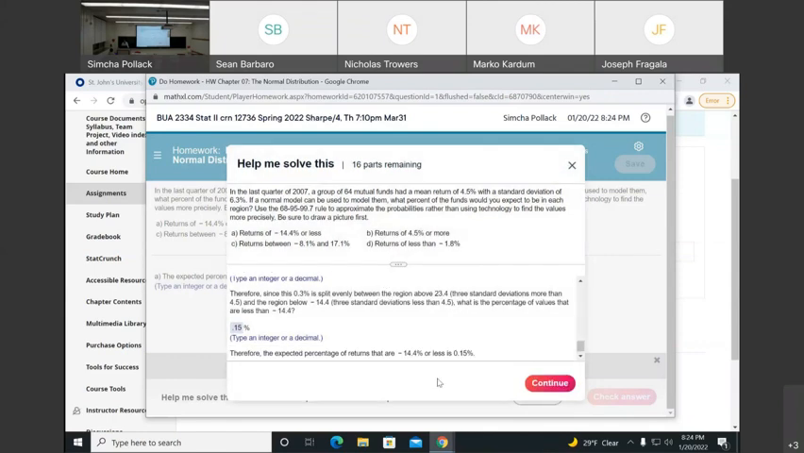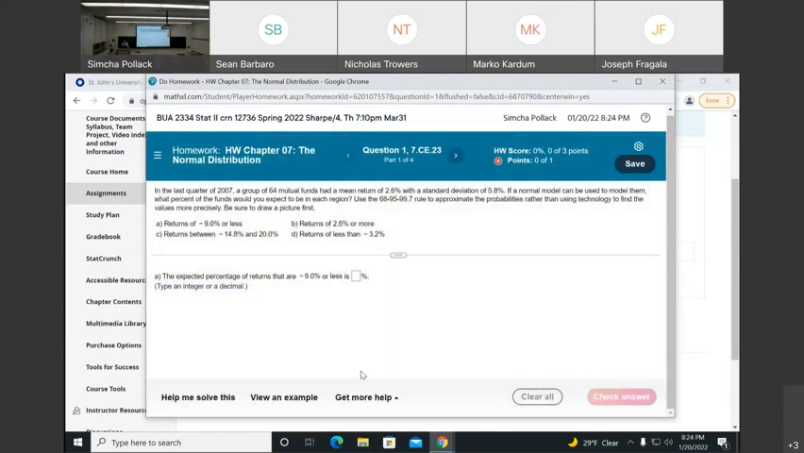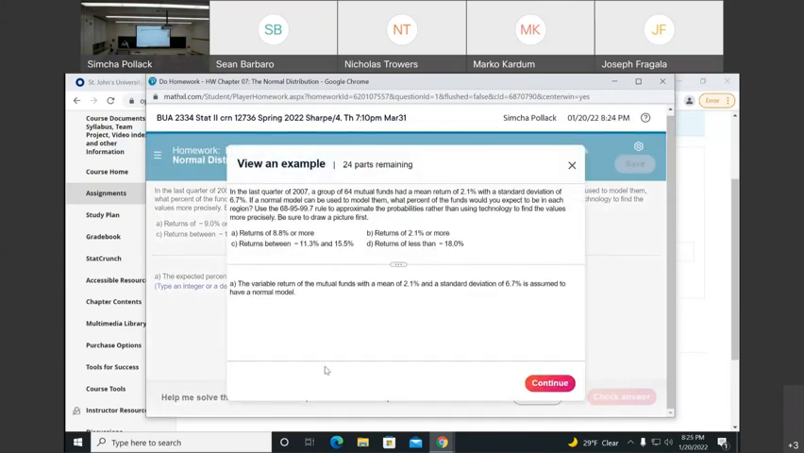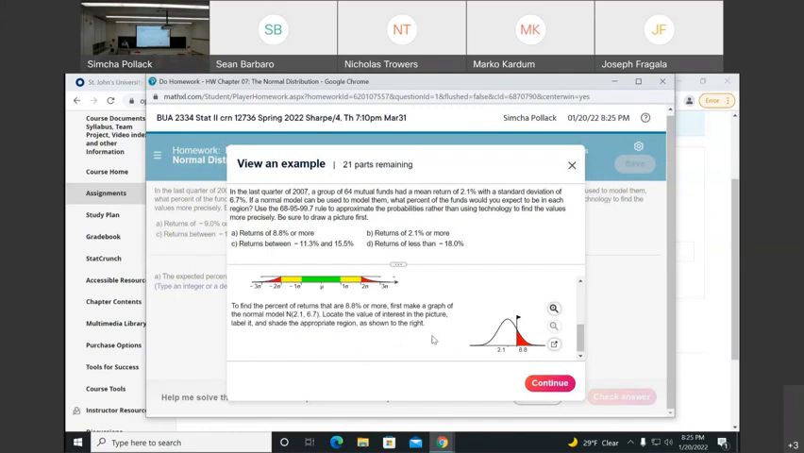Okay. Now we're done with that part of it, and now they probably move on to another one. Okay, that's really not that useful. That was the help me solve it. View an example is similar, and again, they give you the same problem. It's actually a different problem, different numbers, but a very similar problem. They tell you some stuff about the 68, 95 rule. Then they warn you about the rule.